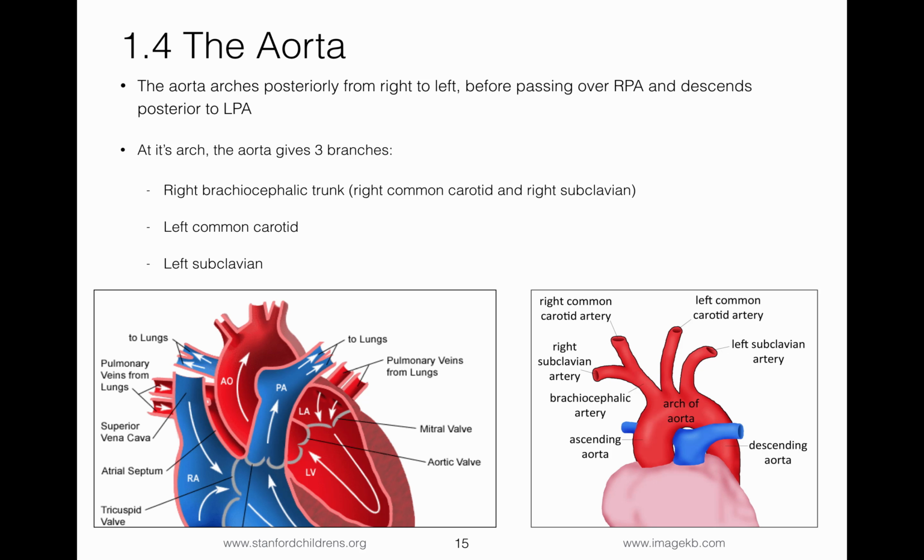The second part of the aorta is its arch. The aortic arch arches posteriorly from right to left at about the level of the sternal angle, before passing over the right pulmonary artery and descending posterior to the left pulmonary artery. At its arch, the aorta gives 3 branches: the right brachiocephalic trunk, the left common carotid, and the left subclavian.